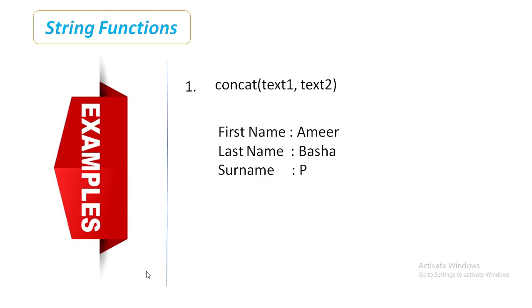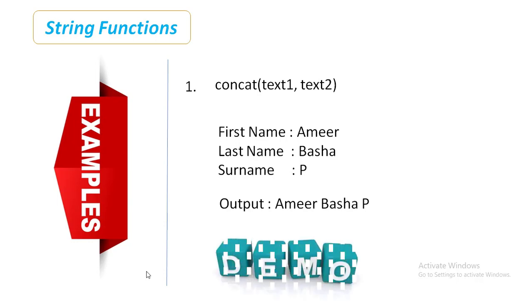If you see on my screen, I'm having first name as Amir and last name as Basha and surname as P. These are the three different strings what I have, or three different text what I have. I want to concatenate these three texts by using concat. After that, what is the output we will get? We will get the output as Amir Basha P, because these three texts have been appended by using concat function, that is string function, then the output will come as Amir Basha P as a single text.